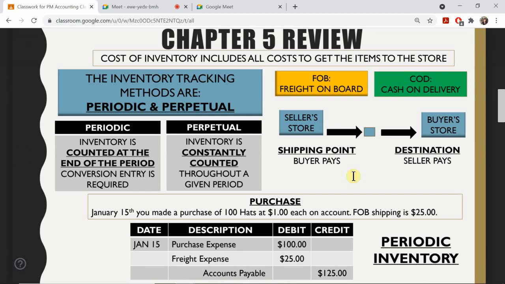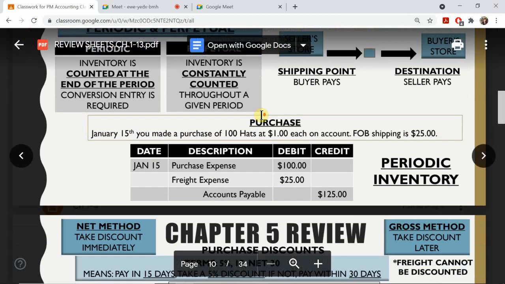Practicing how to journalize purchases for periodic inventory, right? We recognize them as expenses versus inventory. And then at the end, when we take our physical count, then you will know exactly how much inventory you need to do when you do a conversion entry, okay? And then you're going to convert from purchase expense into inventory, okay? Make sure you understand the whole FOB shipping section there.